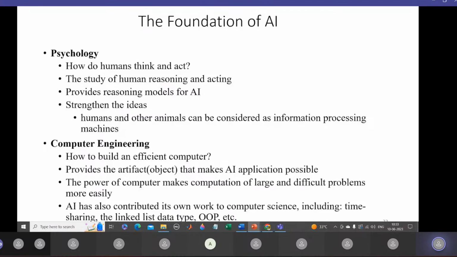Then computer engineering. How are we going to build an efficient computer? We are going to provide some objects that make your application possible. The power of the computer makes computation of large and difficult problems easy. So you are going to do computations, and with that your difficult problems are made easy. That is the power of the computer. AI has also contributed to computer science, like time sharing, data types, OOPs, etc.